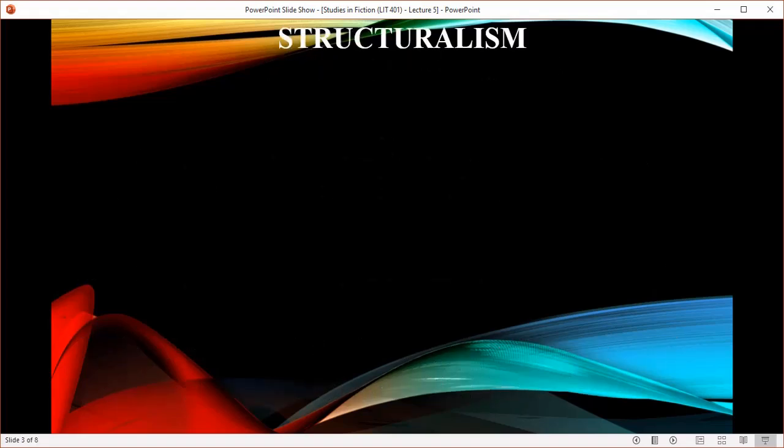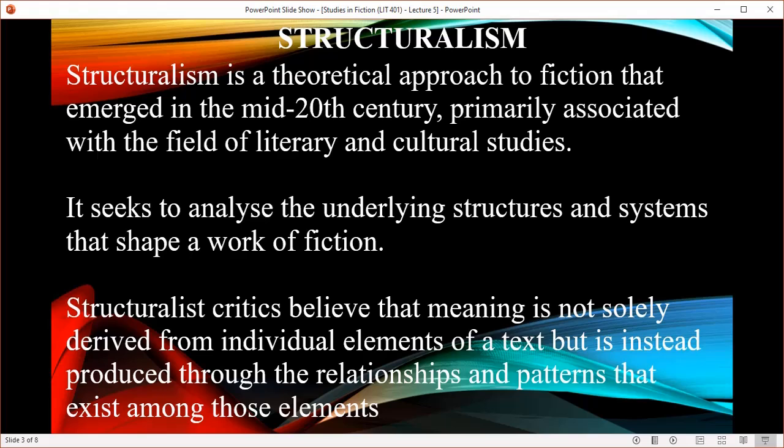Now, we want to look at structuralism as a theoretical approach. This is an approach that emerged in the mid-20th century and is primarily used for analyzing data in the field of literary and cultural studies. So, what is the essence of structuralism? The essence of the theory is to explain the underlying structures and systems that shape a work of fiction.